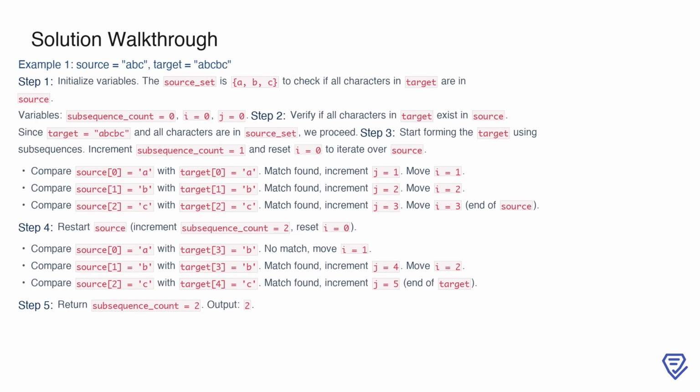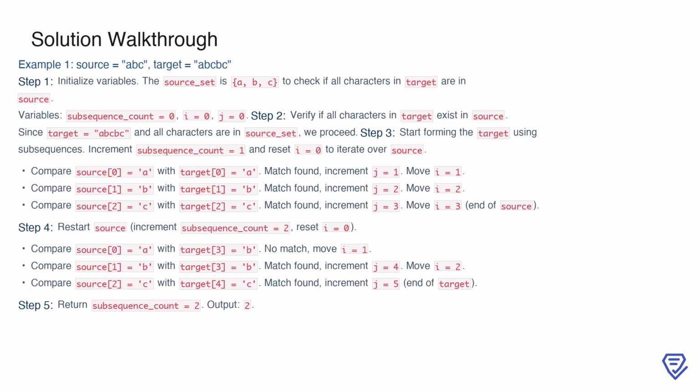Now, we check whether every character in the target exists in the source_set. Here, all the characters in target equals abc are present in source_set, so we proceed. The formation of the target begins by incrementing subsequence_count to 1 and resetting i to 0 to start iterating over the source. We compare source[0] equals a with target[0] equals a, and since they match, we increment j to 1 and move i to 1.